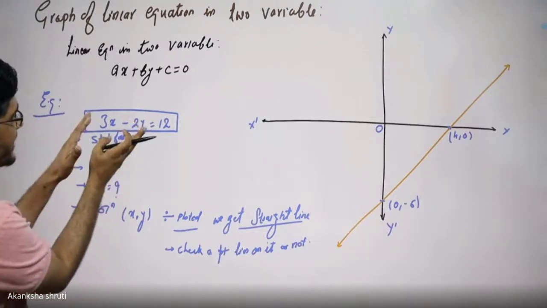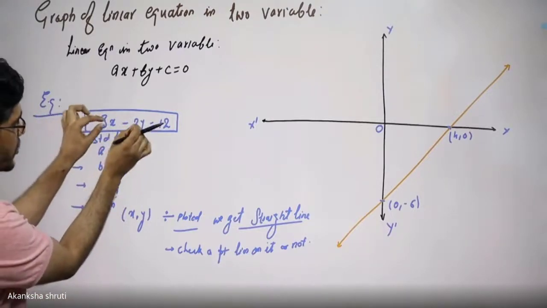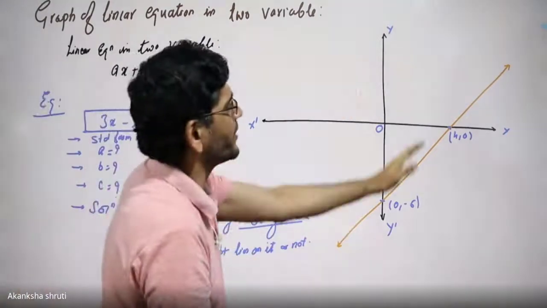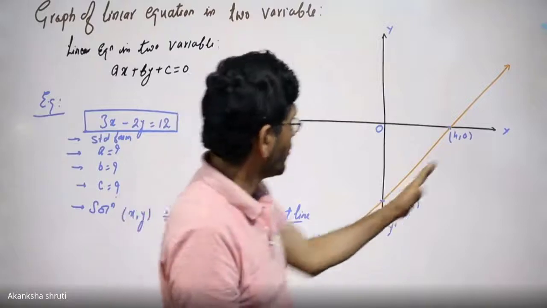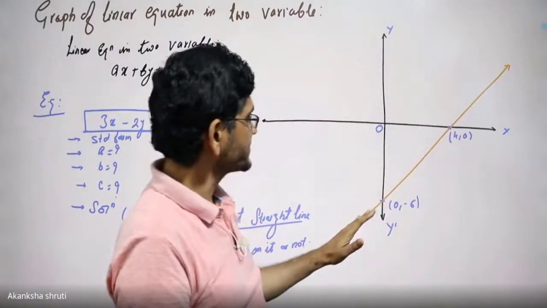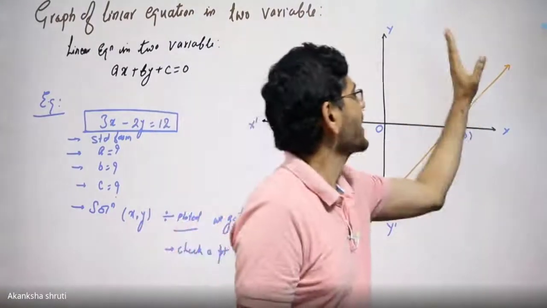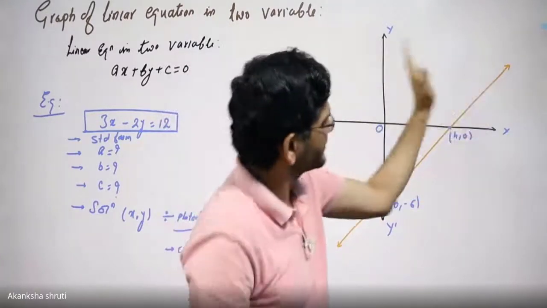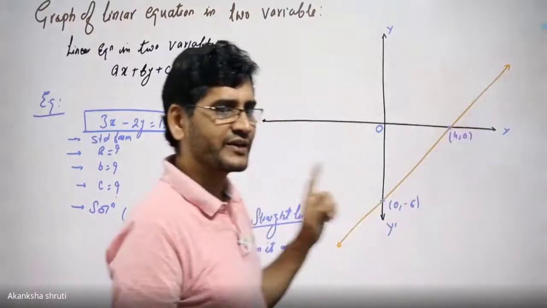If we want to plot the solution of this linear equation over the graph paper, then you will always get a straight line. That straight line may be like this, or parallel to the x-axis or y-axis, or in any orientation, but surely it will be a straight line.